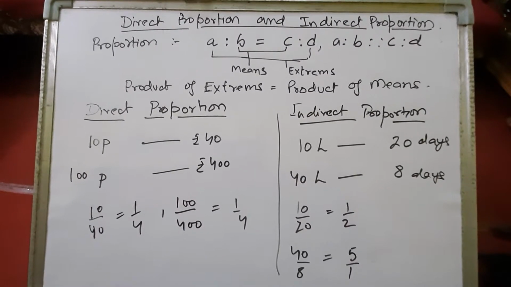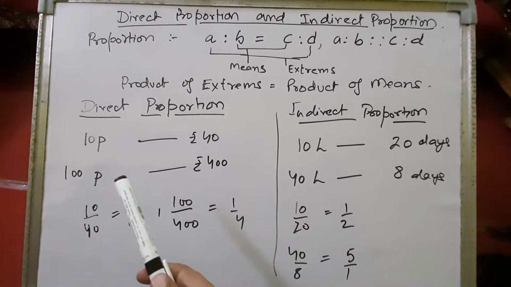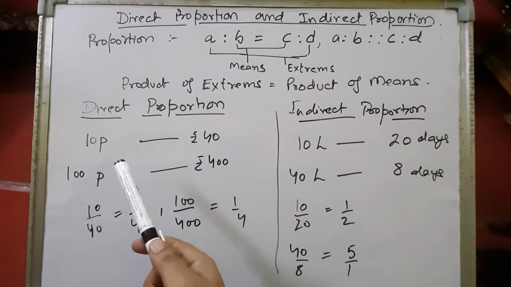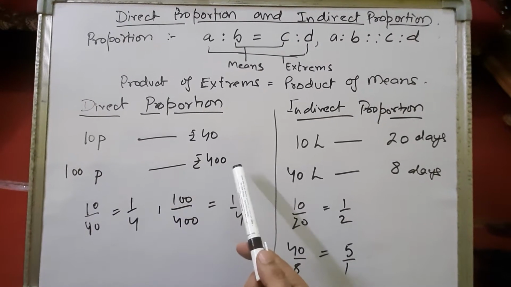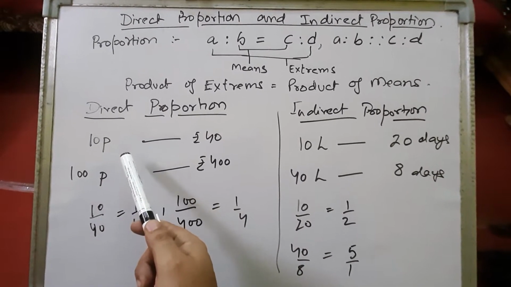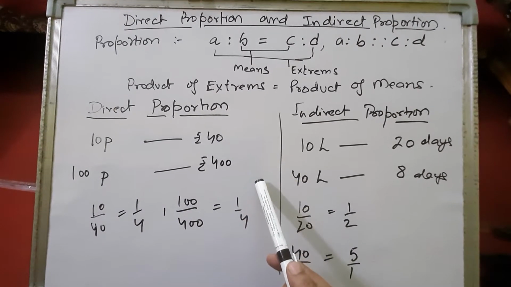I have tried to explain this with the help of a very simple example. It says that 10 pencils cost rupees 40. So 100 pencils will cost 400, right? So you can see here, when the number of pencils has been increased, the cost has also been increased.